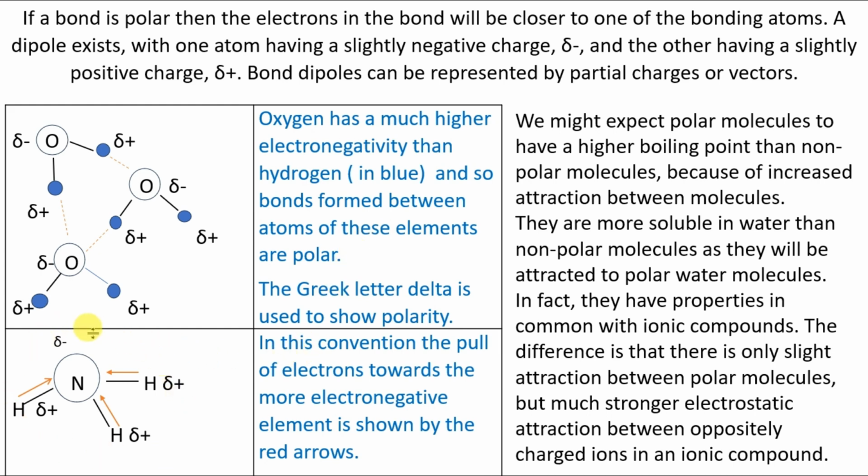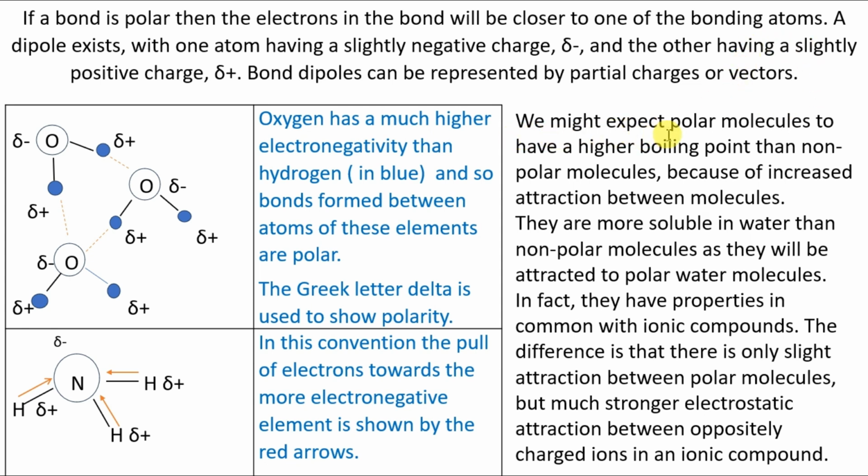Beneath that, I see NH3, ammonia, nitrogen bonded covalently to 3 hydrogen atoms. In this convention, the pull of electrons towards the more electronegative element is shown by the red arrows. These are my vectors. So, in the first diagram, we see partial charges, which I prefer and find most useful. In the second diagram, I see vectors.